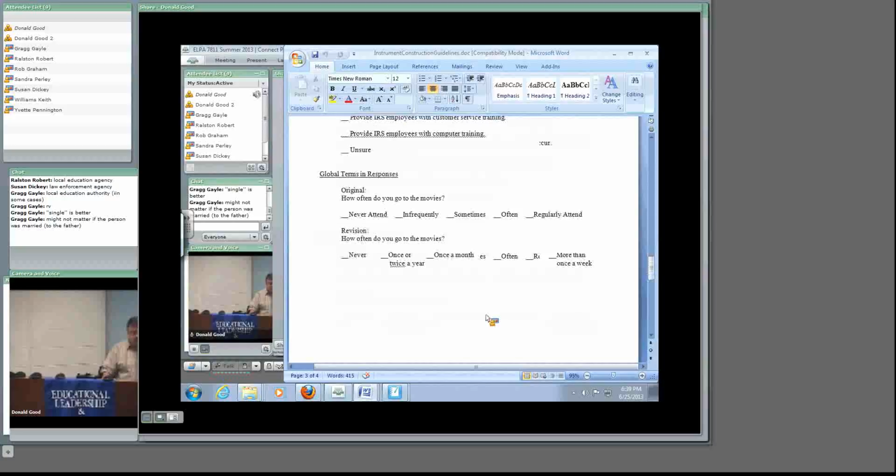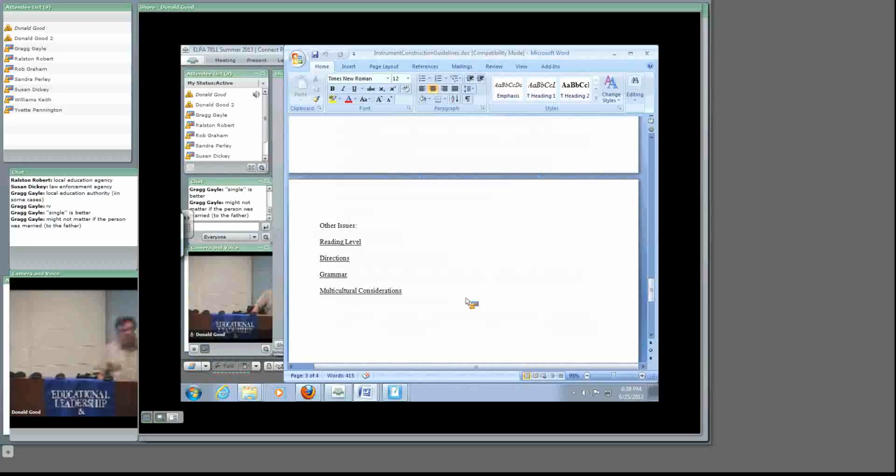Other issues to concern ourselves with: reading level. Don't give a high school English test to a third grader, or vice versa. Directions. This is overlooked because a lot of times we think, well, you know what to do. Well, maybe, maybe not. If you want them to circle the letter, tell them to circle the letter.